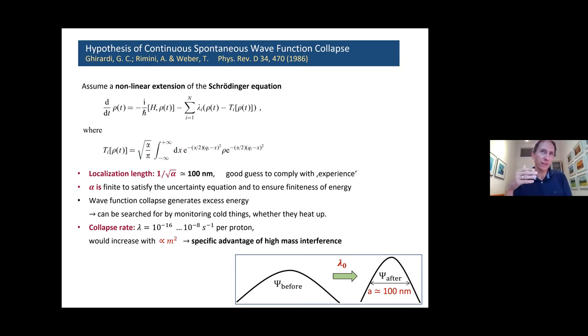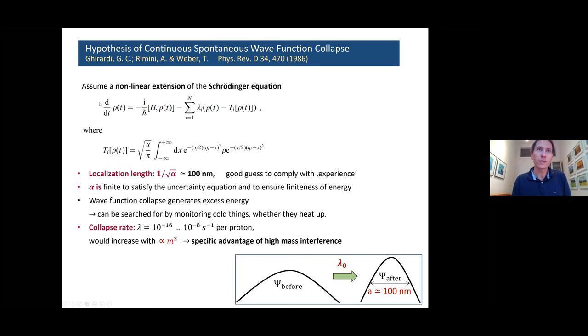But the rate should scale somehow with mass or complexity, with the particle number they thought in the beginning, and then we normalize that to mass. Because if it doesn't, it would be hard to explain why electrons and atoms can interfere so nicely, even over half-meter distances in seconds, while we don't see, at least not yet, viruses or bacteria interfere. So the question is, what are the collapse rates? What are the collapse lengths? And how can we probe that, if that model makes any sense?